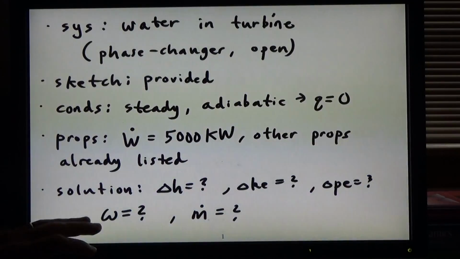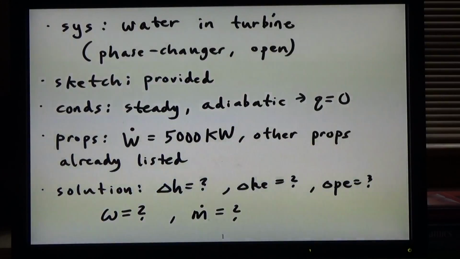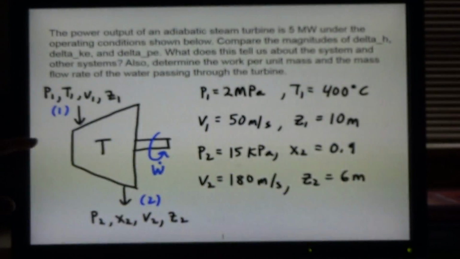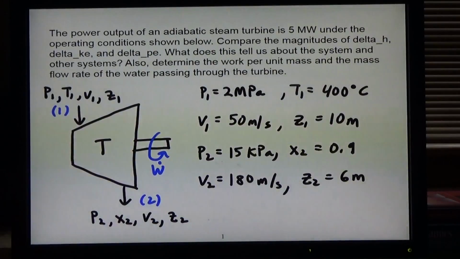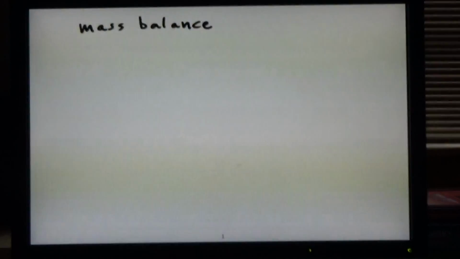Alright, so these are 5 things that we're looking for. And now what we want to do is go through our general analysis like we do for all of the Chapter 4 open systems. So we start off with the mass balance equation. For the mass balance equation, think about what type of device it is. A turbine is one inlet, one exit. So we write the single stream mass balance equation.